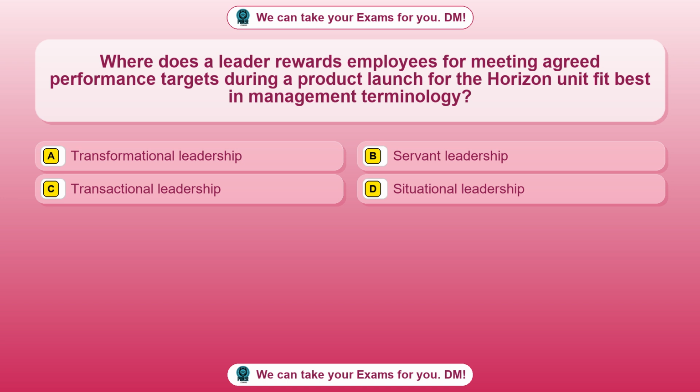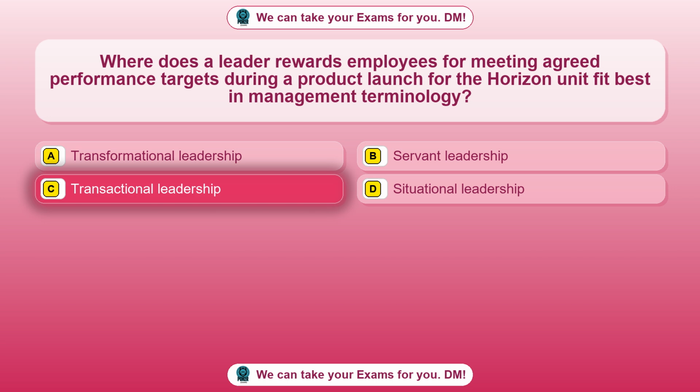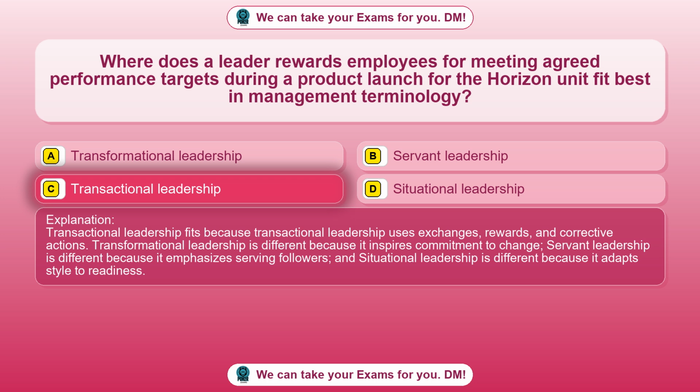Option A, transformational leadership. Option B, servant leadership. Option C, transactional leadership. Option D, situational leadership. The correct answer is option C, transactional leadership. Transactional leadership fits because transactional leadership uses exchanges, rewards, and corrective actions.